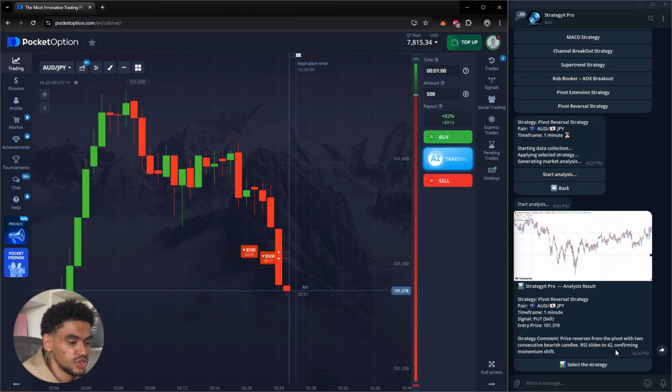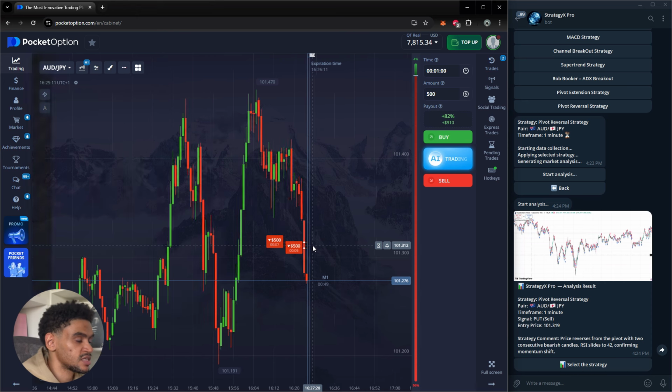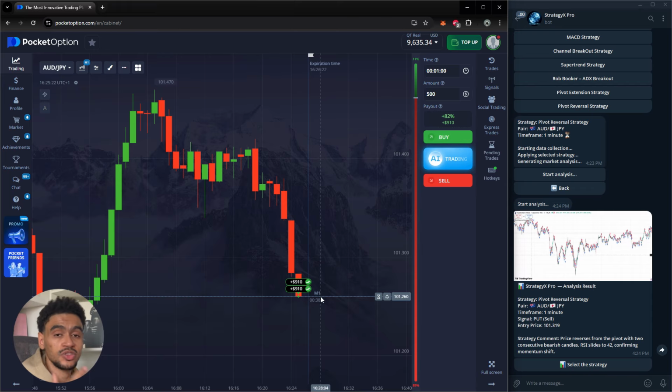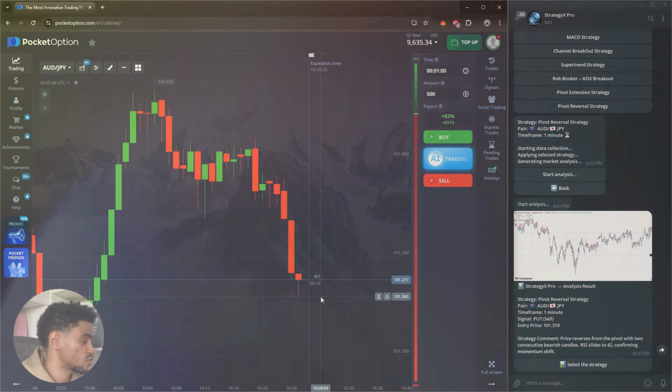RSI slides to 42, confirming momentum shift, and this is exactly what it was. You can see we had strong momentum, strong bullish momentum. We hit the market structure, and momentum shift happens here, and it leads us to $820 of profit and $3,000 of profit for the trading session.